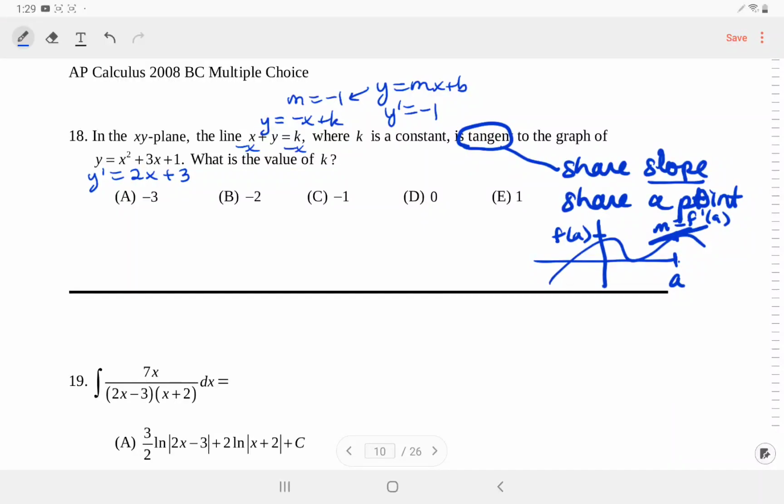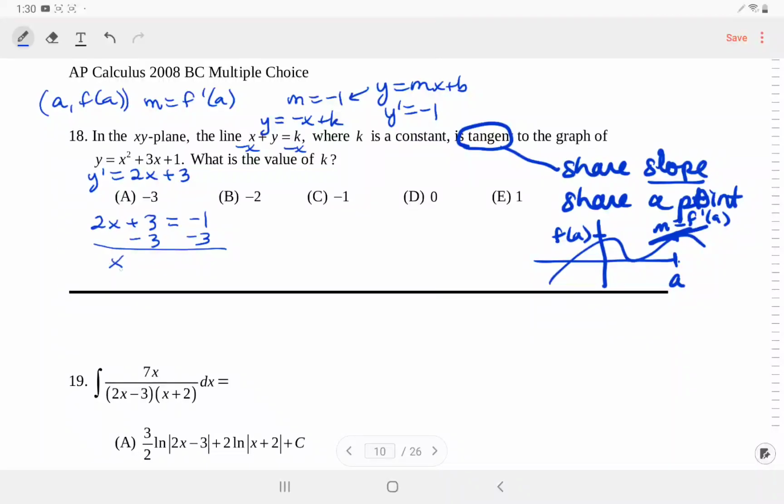y equals x squared plus 3x plus 1, and it says it's a tangent. So that means the slopes are going to have to be the same at some point A. Sometimes it's helpful to call this A, f of A, and then the slope is f prime of A. That's possibly helpful, just to make it clear. Let's just set the slopes equal. So the slopes are equal, but they're only equal at one point.